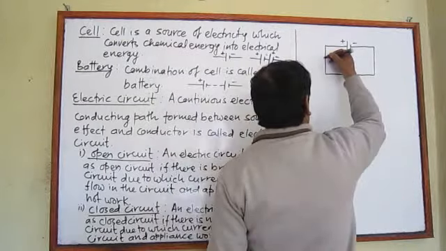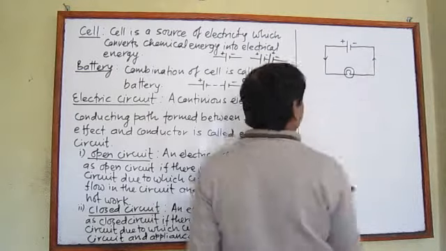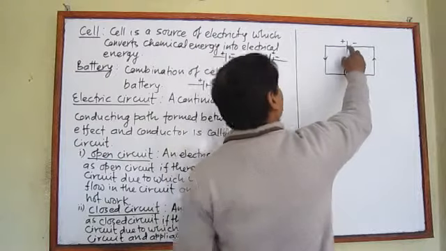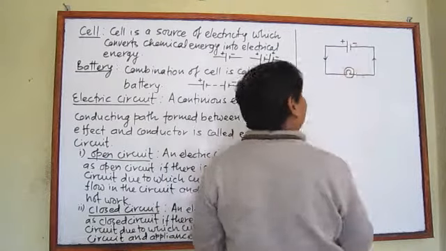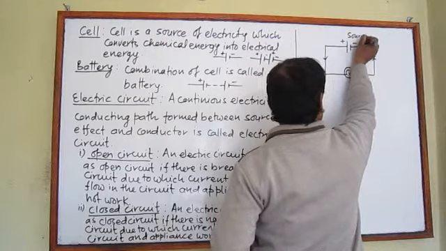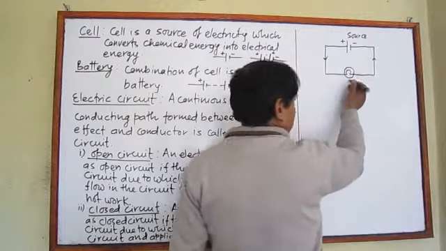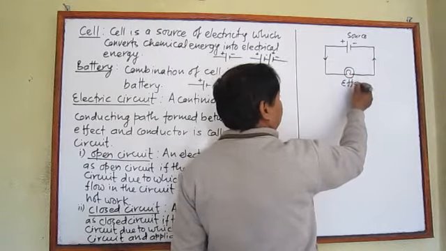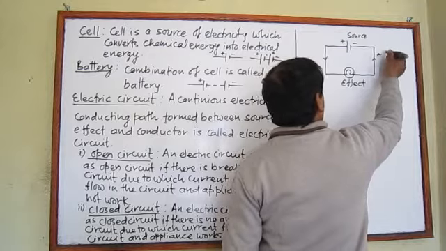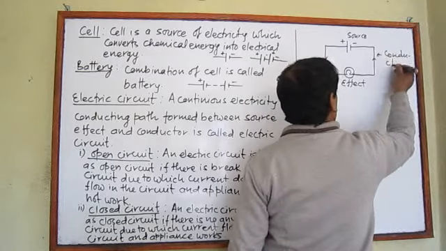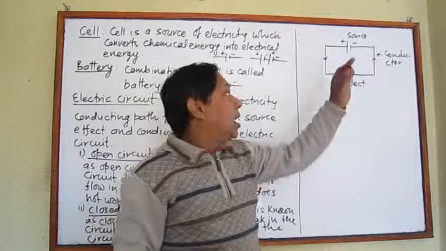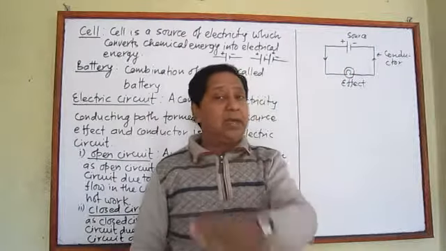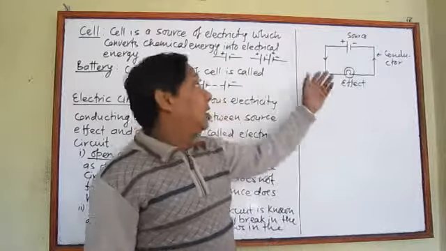Because the current flows from this positive terminal to the negative terminal. Now, for the flow of current, a continuous electricity conducting path is formed between the source, that is the cell, this is the source, and the effect, this is the bulb where the effect of the current can be seen, this is the effect, and this is the conductor. That's why we can say that a continuous electricity conducting path formed between a source, effect and conductor is called an electric circuit.